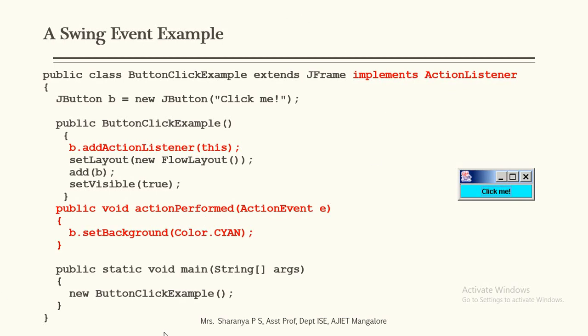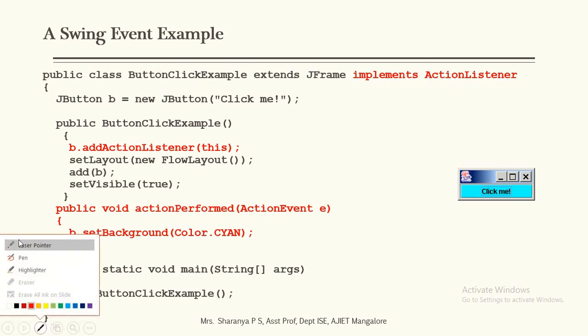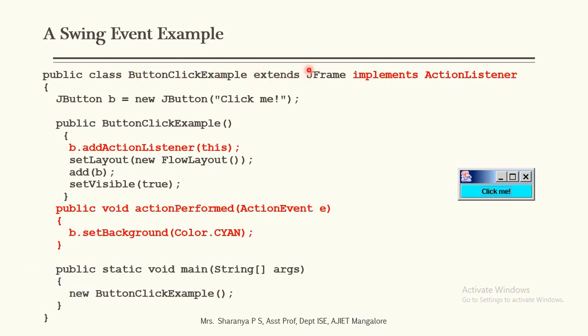If we refer to the example that we have discussed previously, that is public class ButtonClickExample, here we are using the class name, and it extends JFrame, and it implements the event handling mechanism, that is ActionListener, which is responsible for handling a button click, or a menu selection, or a text box if we are entering some elements.